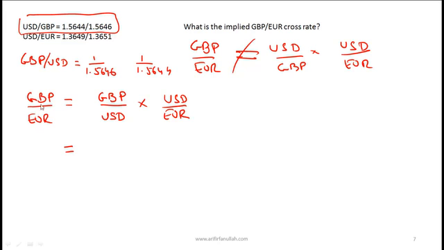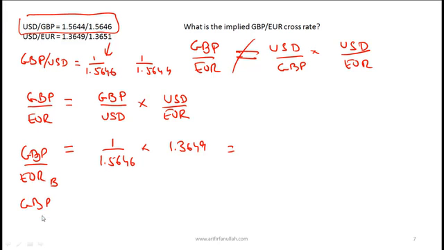To calculate the GBP to euro bid, we must have GBP over USD bid. So what's the GBP over USD bid? That is this number over here. So we'll have 1 over 1.5646 multiplied by USD to euro bid. So the USD to euro bid is simply 1.3649. So you can do the math and you will get the GBP to euro bid.